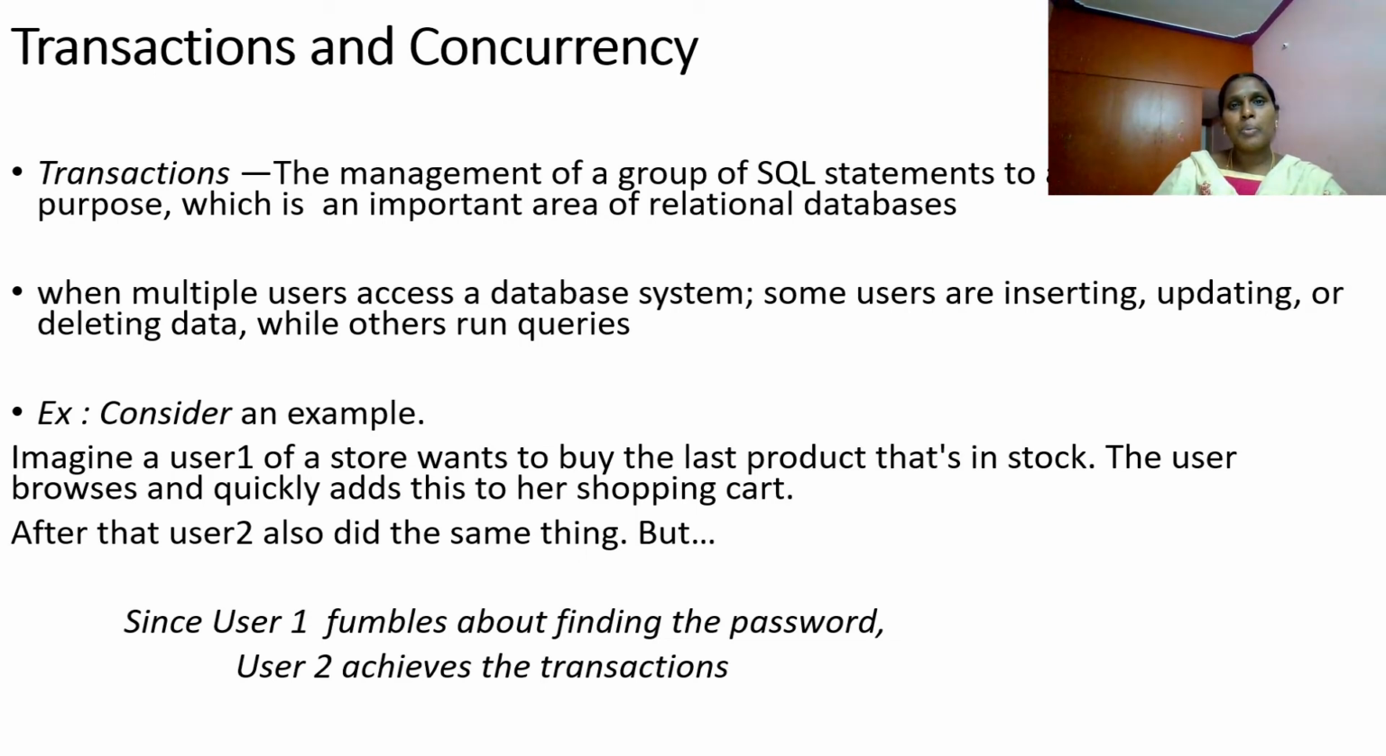So this is the problem. Only one product is available. User 1 entered it into the shopping cart, but he couldn't buy. Likewise, there are many problems in web databases. So now let's see some of the problems.